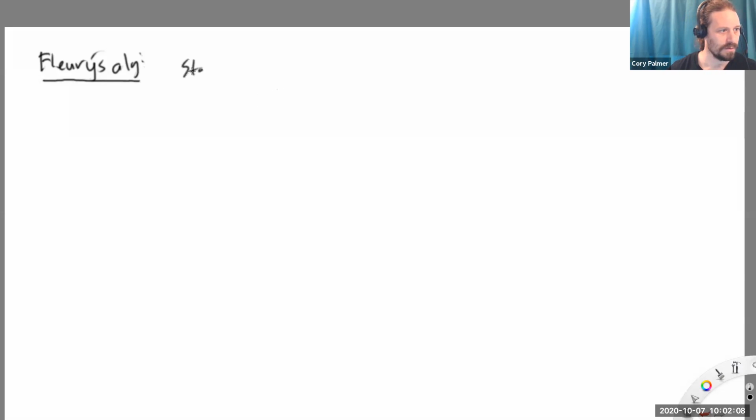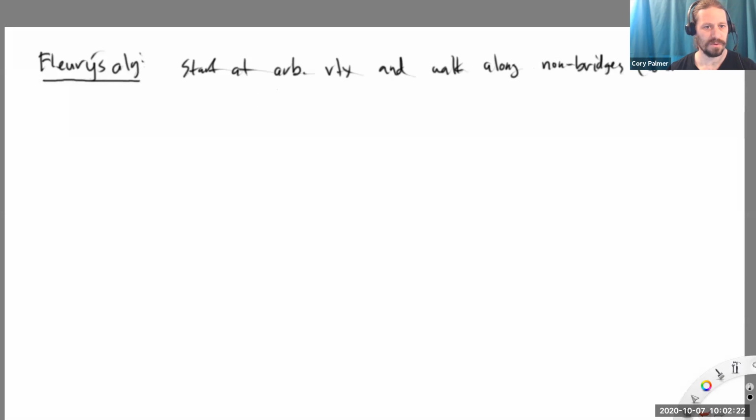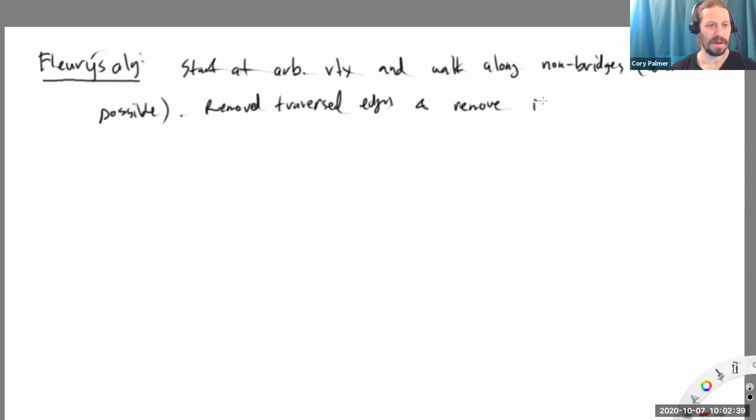So start at an arbitrary vertex and walk along non-bridges when possible. Remove traversed edges. So once we walk along an edge, we remove it, and remove isolated vertices. So if at some point we create a vertex that's isolated, then it gets removed.